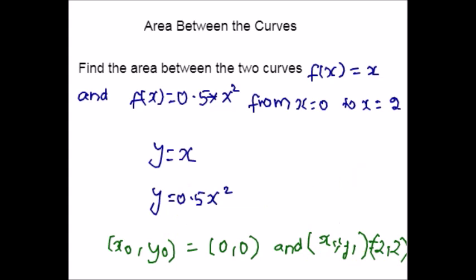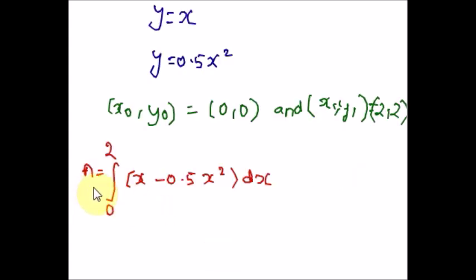I'm going to write it this way. A equal to, the area is equal to the integral over 0 to 2 of x, the first graph, minus the second graph, 0.5 x square, dx. So instead of 0.5, let me write it as 1 over 2.